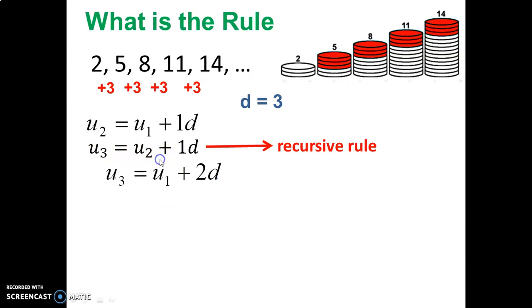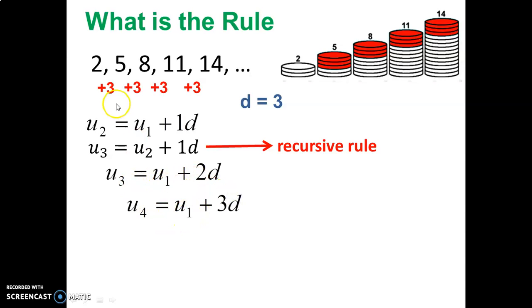Instead of doing this for u3, we can write it like this. To get the third term, we can still begin at the first term. So to get to the third one, we begin at the first term, but we do two jumps, 2 additions of the common difference. So to get to u3, we begin at u1 and we do 2 jumps of this common difference. Okay, so write a rule like this now for u4.